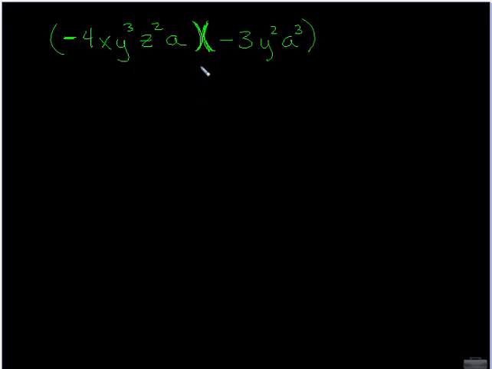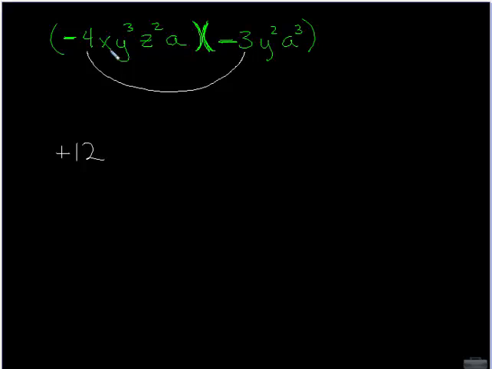Let's try this one. Okay, now be careful. See how these parentheses are touching? That means multiplication. This is not minus 3y squared a to the third. It's times negative 3y squared a to the third. So I'm going to do 4 times negative 3. So negative 4 times negative 3 gives me positive 12.